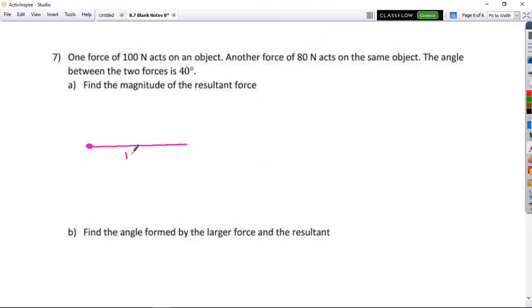Force of 100 newtons. Then I have another force of 80 newtons acting on the same object. So like that. The angle between the two forces is equivalent to 40 degrees. So that's this angle here. Please remember that that is not assumed to be bisected unless there's something in the problem that states otherwise. Find the magnitude of the resultant force.